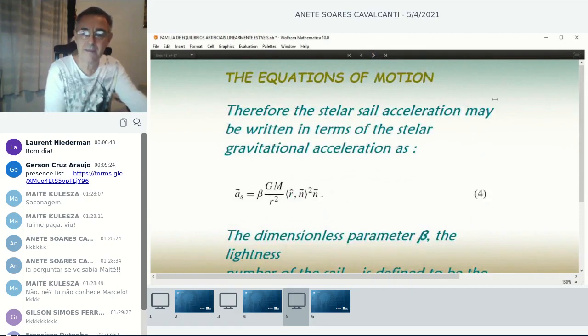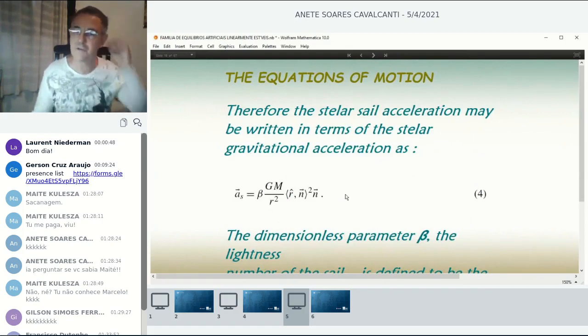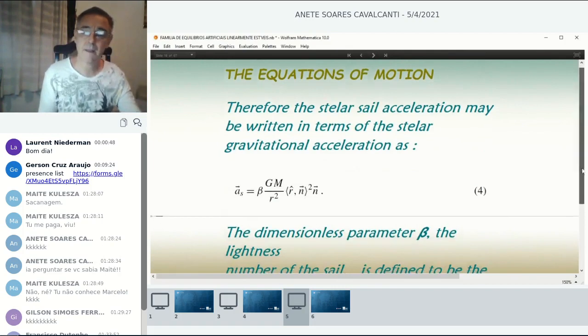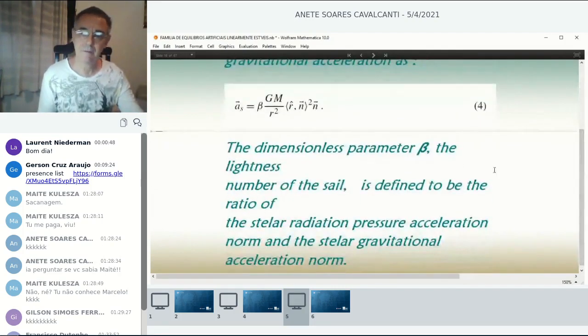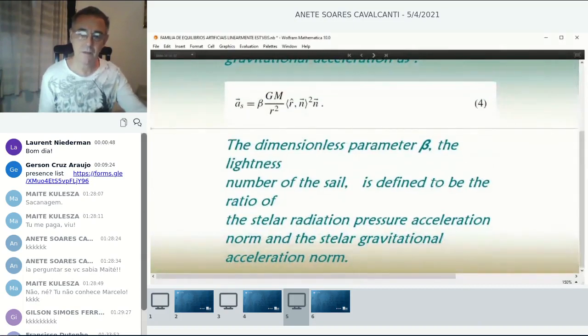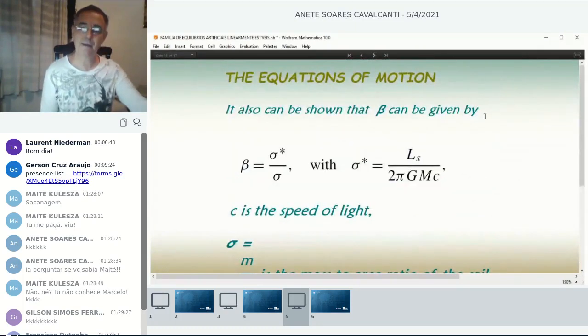And in doing this, the stellar sail acceleration may be written in terms of the stellar gravitation as in equation 4. Okay? But the parameter beta can also be determined in another way, and McInnes does it. This is an expression for beta in terms of sigma star, which is given by this expression here.